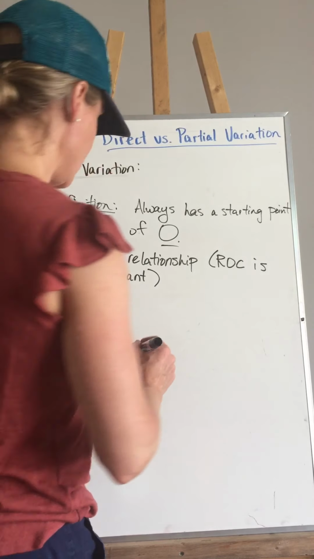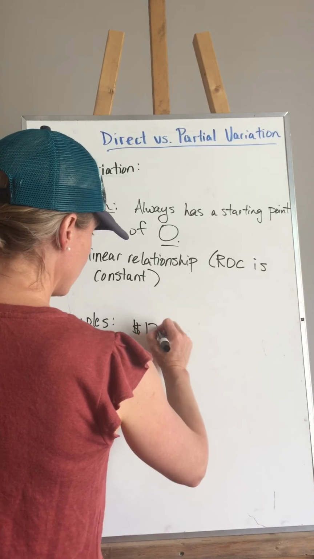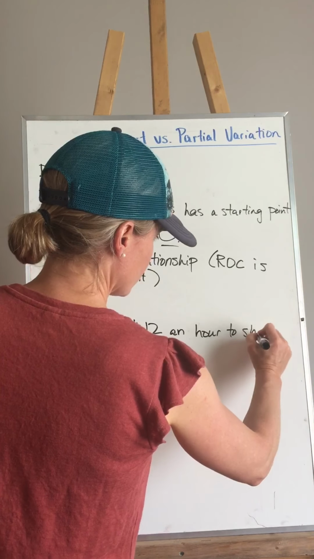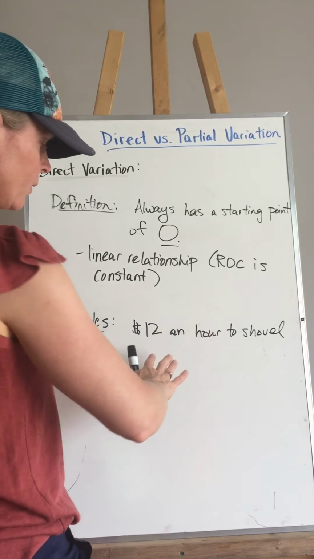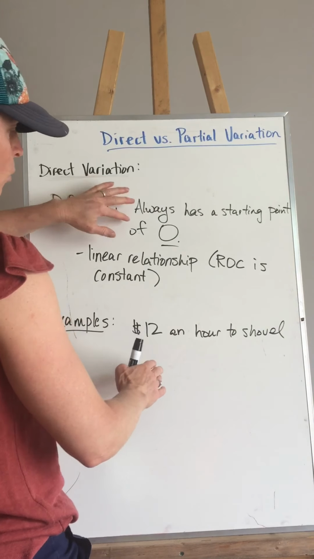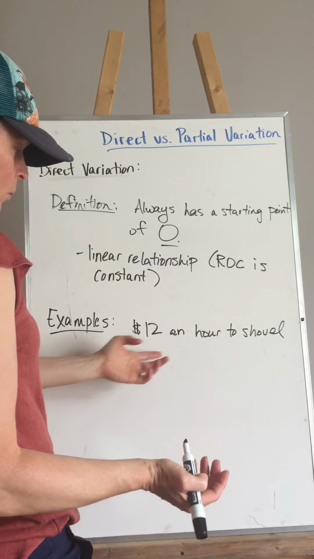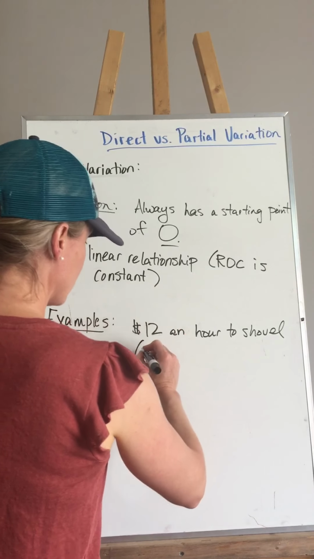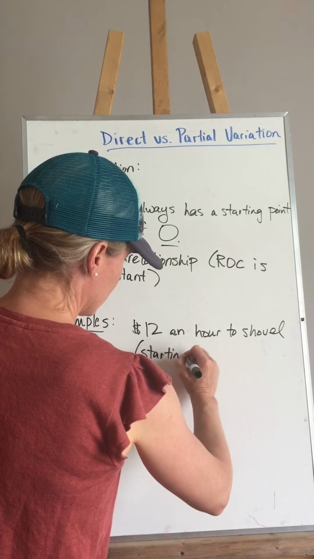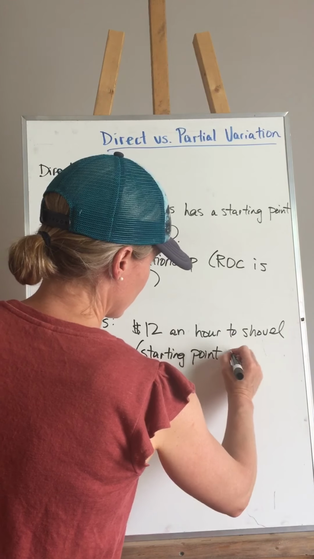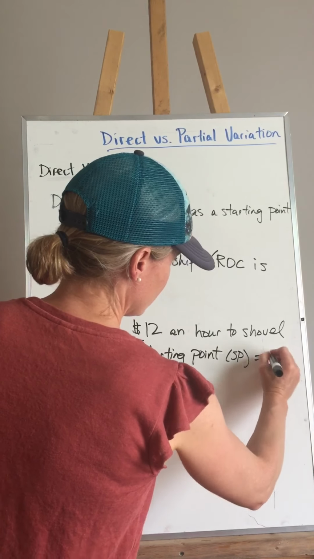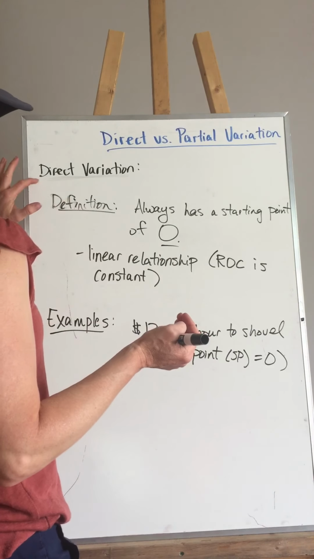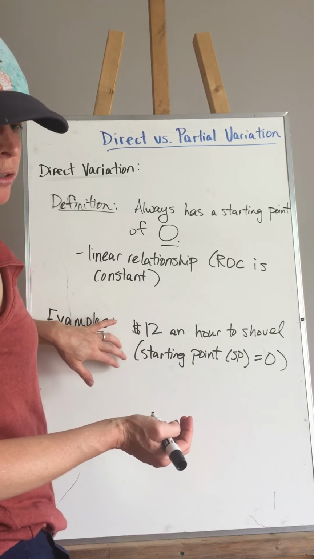So an example would be, let's say you're making $12 an hour to shovel. Okay, so this is an example of direct variation because when you start out at time 0, when you're shoveling, you haven't made any money, right? So you're starting at 0. So starting point, and from now on I'm going to use SP, is 0. Okay, so that's kind of the key thing. If the question's asking you whether it's direct or partial, you need to think about where you're starting from.